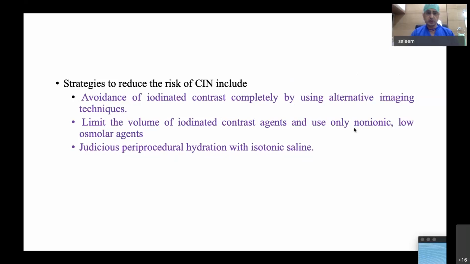Strategies to reduce the risk of contrast-induced nephropathy include avoiding iodinated contrast completely by using alternative imaging techniques like MRI, ultrasound, or CO2 as a contrast. The volume of iodinated contrast should be limited, and non-ionic low osmolar agents should be used. Judicious peri-procedural hydration with isotonic saline should be done.